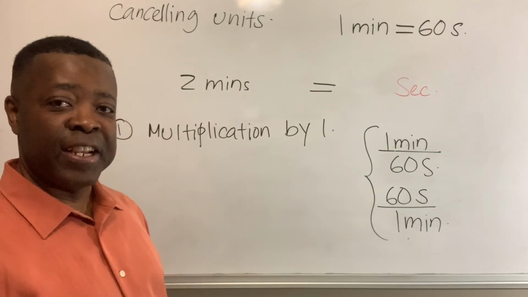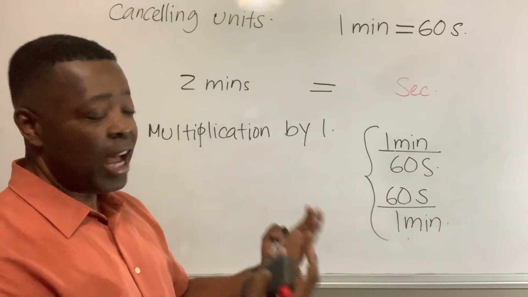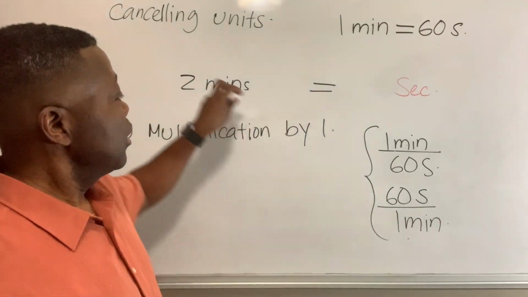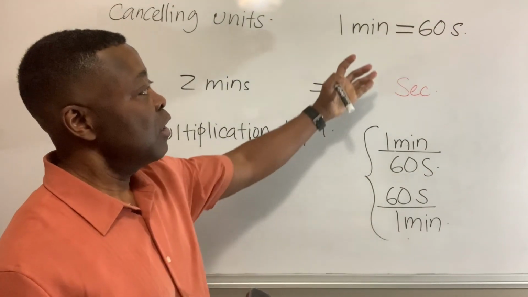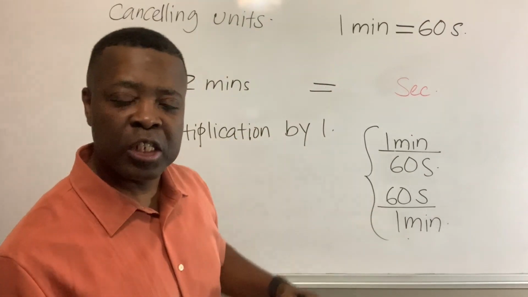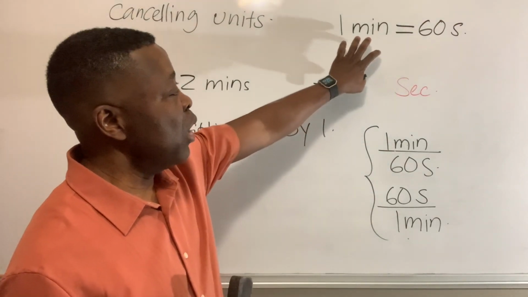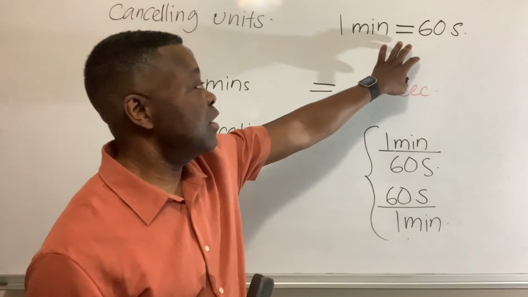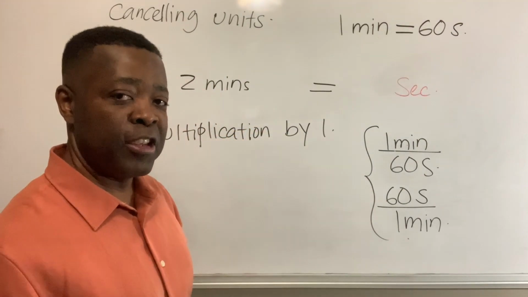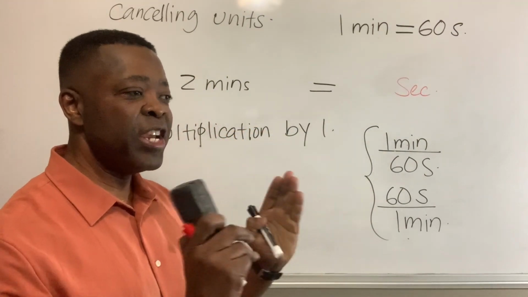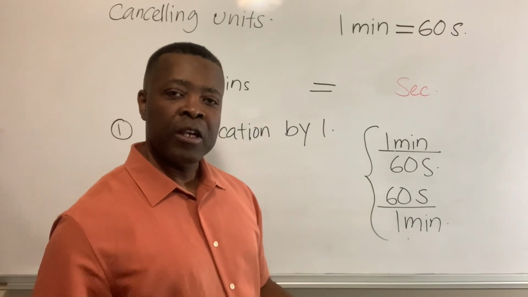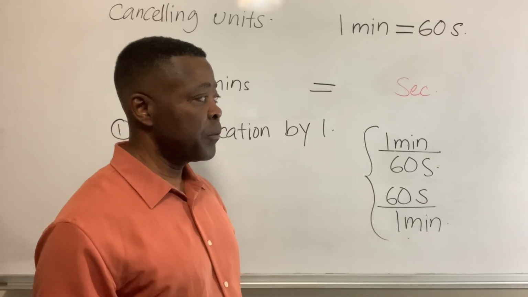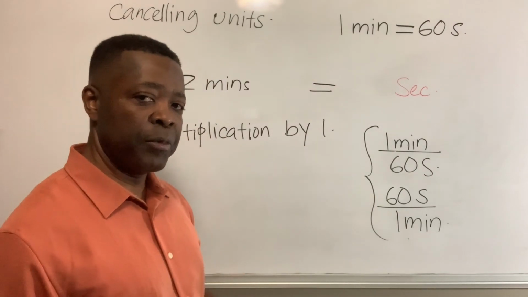Okay, I have my second here. This is the unit I want to find. I'm given 2 minutes. I'm using this relationship that I know. I know 1 minute equals 60 seconds. From this, there are two ratios I can form. These ratios, we call them conversion factors. There are two ways of setting up the ratio.